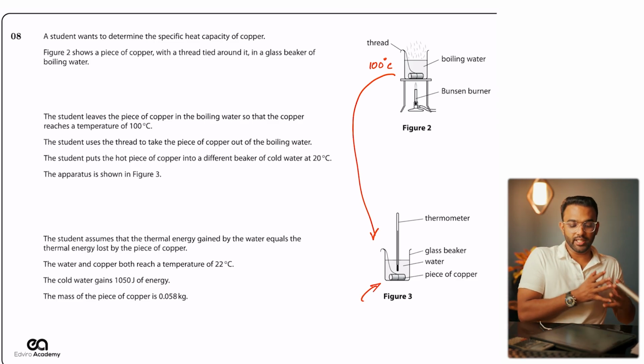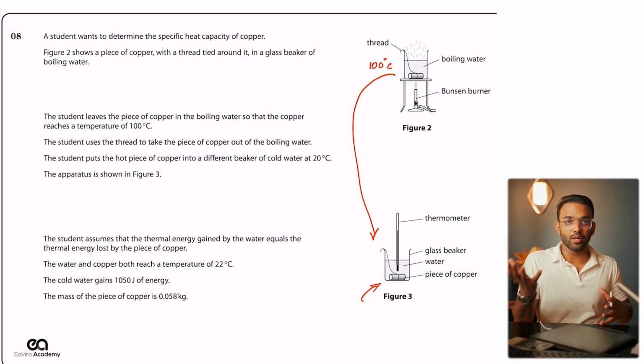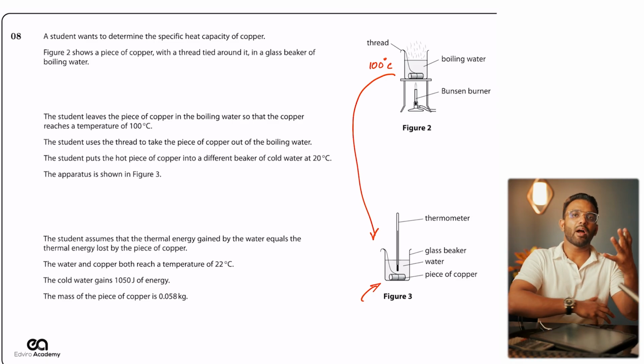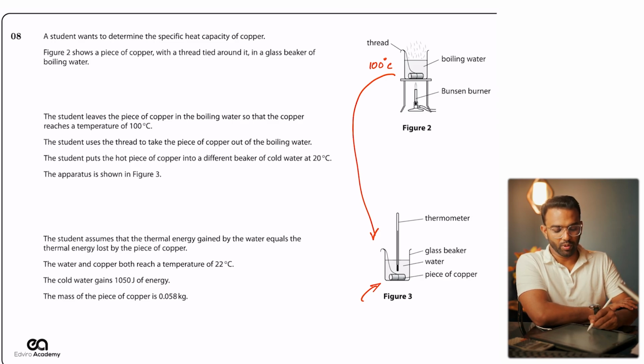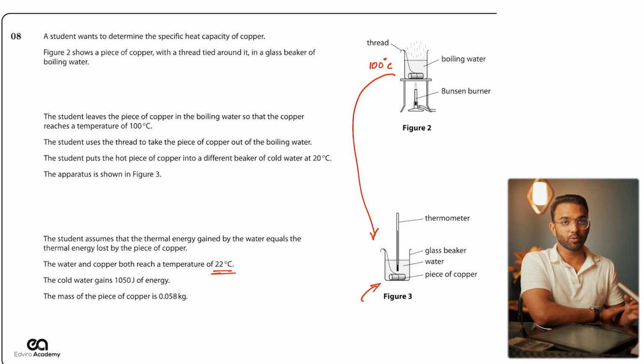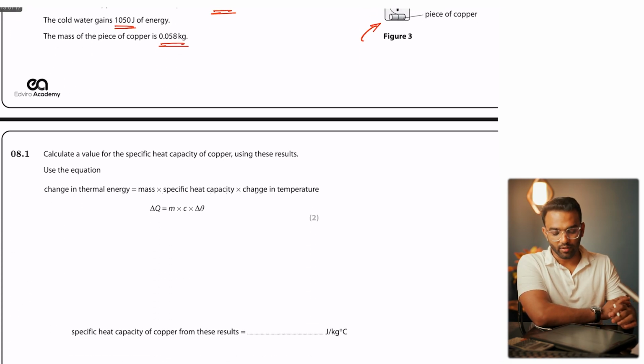So the student is assuming it is the same energy, that the amount of energy lost by the copper is equal to the amount of energy gained by the cold water. The water and the copper both reach 22 degrees. So from 20 degrees to 22 degrees, the cold water gains that amount of energy, and the mass of the copper is given. Now calculate the value of specific heat capacity of the copper using these results.